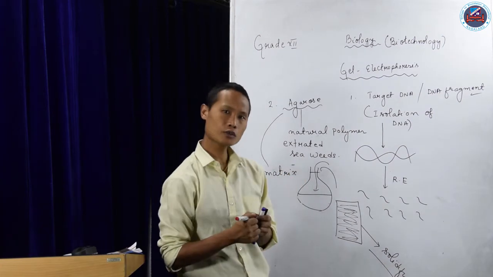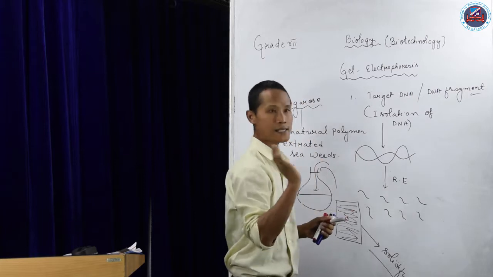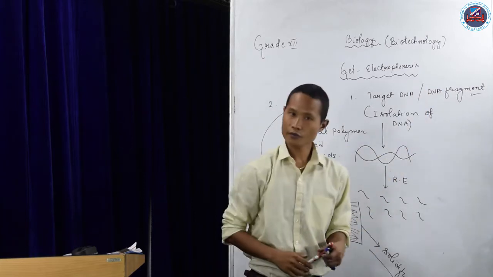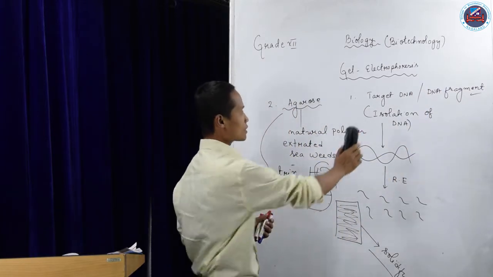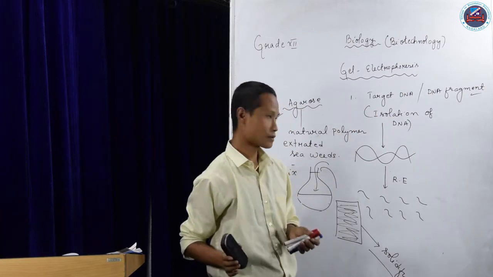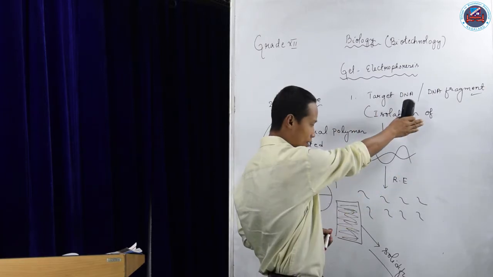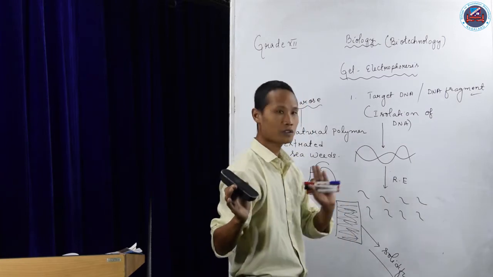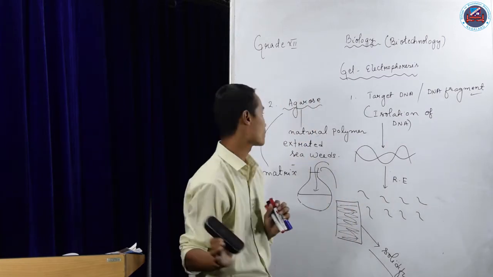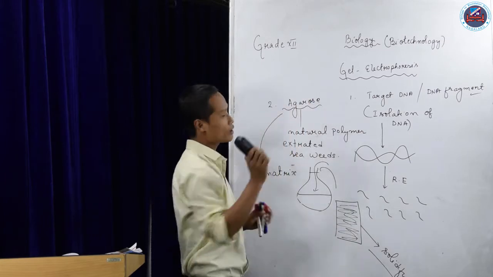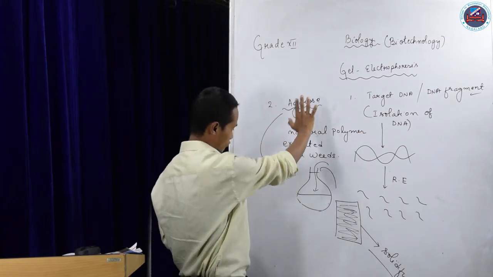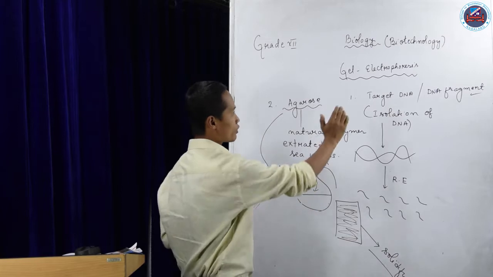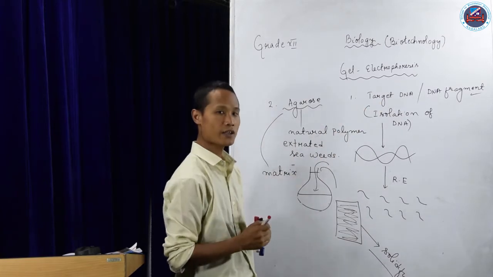where we are going to insert our DNA fragments. So first you need DNA fragments: isolate the DNA, and after that cleave it with the help of restriction enzymes. Then what do we need? We need agarose, which is a matrix where we are going to insert our DNA fragments.